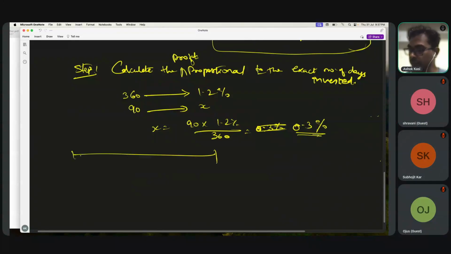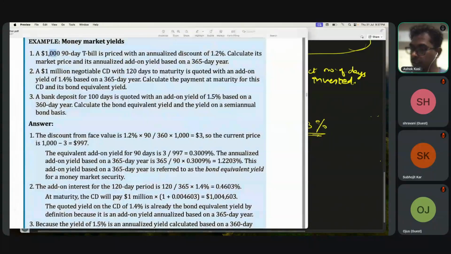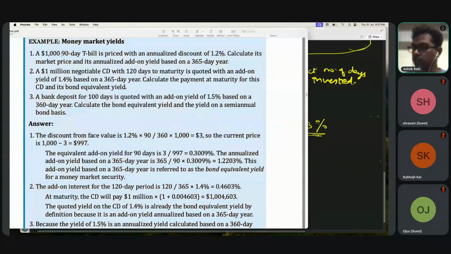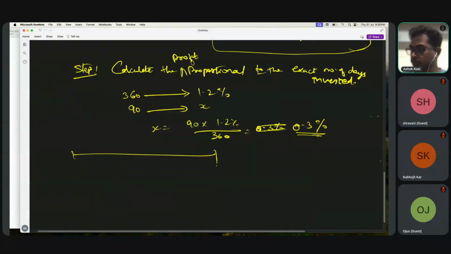Now you draw the timeline. See, they said 1000 rupees. So if it is 1000, what must have been the profit then? For 100, it is 0.3 percentage. So 100 minus 0.3, 99.7.